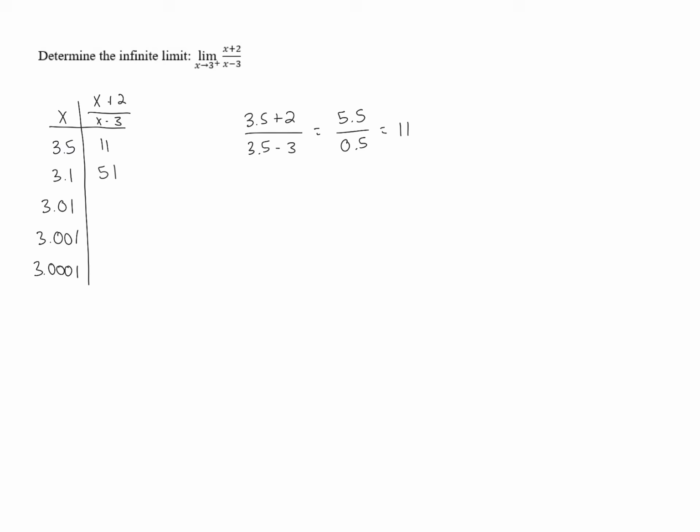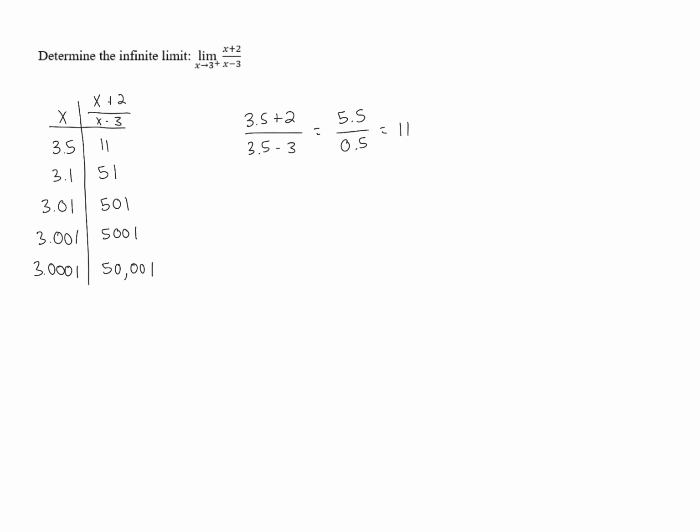And then you continue, and if you plug in 3.01, then you end up with 501. And if you go back in and add in an extra 0 in there for 3.001, you get 5,001. And the next one's going to be 50,001.